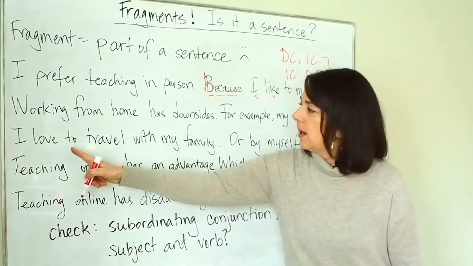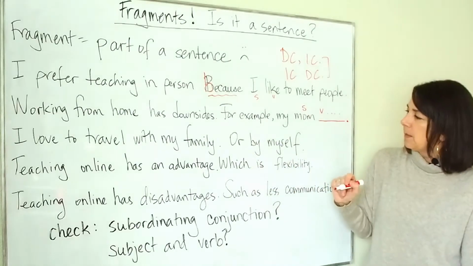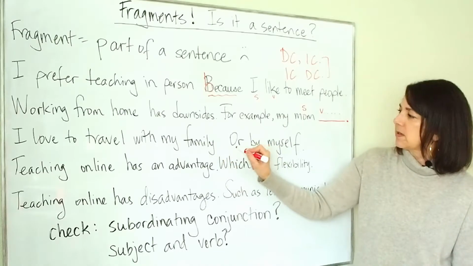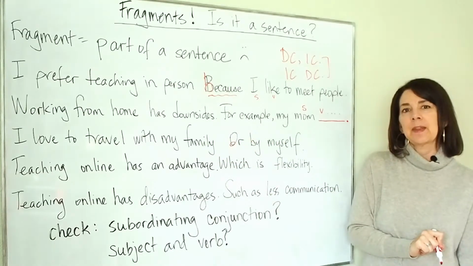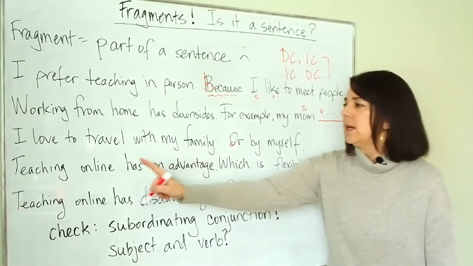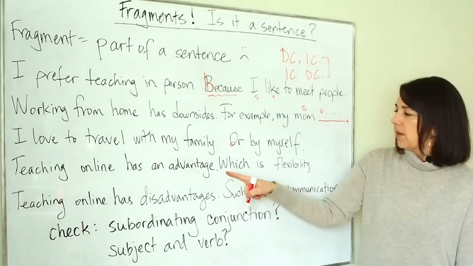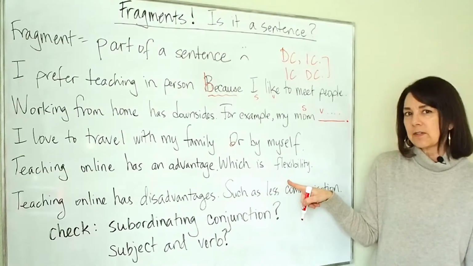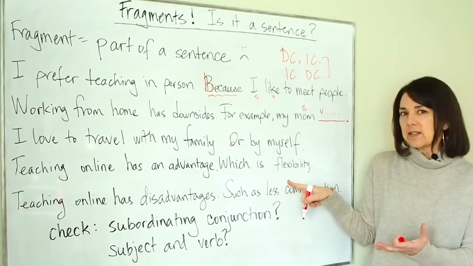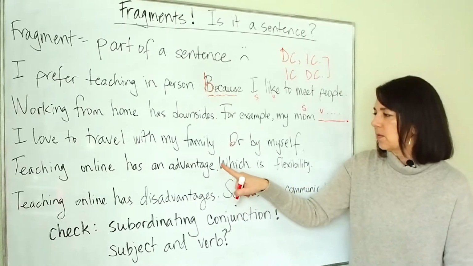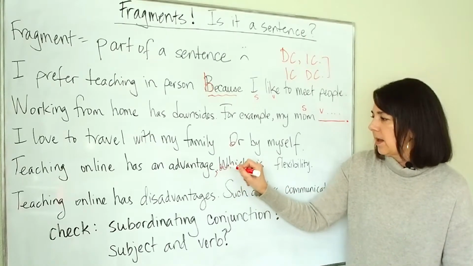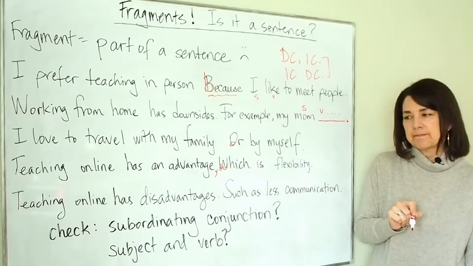All right, the next one. I love to travel with my family or by myself. So here we're just going to put these together. And the next one: teaching online has an advantage, which is flexibility. Well, this is a relative clause, and relative clauses are like a dependent clause. It cannot be alone, so we're going to put these together as one sentence.